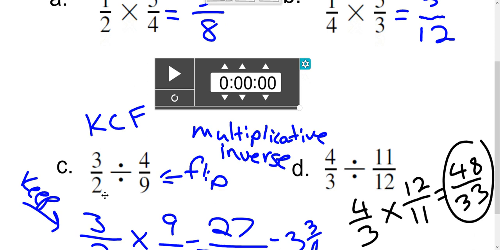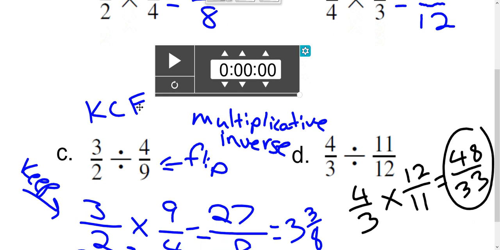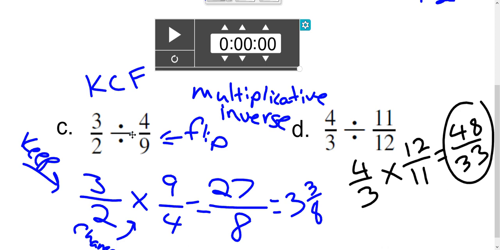Now when we divide, we're going to do that trick we call keep, change, flip, where we keep the first fraction as it is, so it would be 3 over 2, and then we change division to multiplication, and then we flip the second fraction. So instead of 4 ninths, we do 9 fourths. And this is what we call the multiplicative inverse. So we change division to multiplication by multiplying by the inverse or the reciprocal or the multiplicative inverse. So all that to say, keep the first fraction, change division to multiplication, and flip the second fraction.